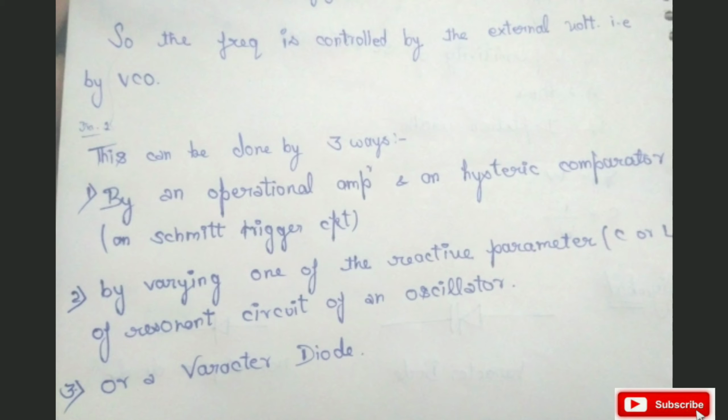First one is by the operational amplifier and the hysteresis comparator. Hysteresis comparator is the Schmitt trigger circuit. Second, the reactive parameters of the resonant circuit of an oscillator can be varied, meaning we can vary the capacitor or inductor. Third one is the varactor diode.